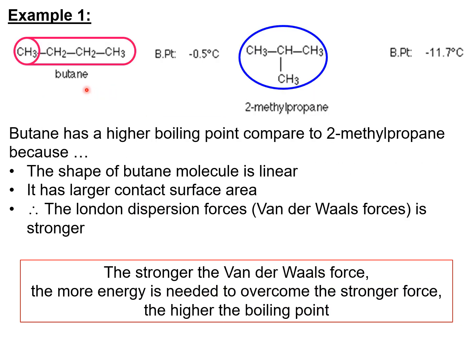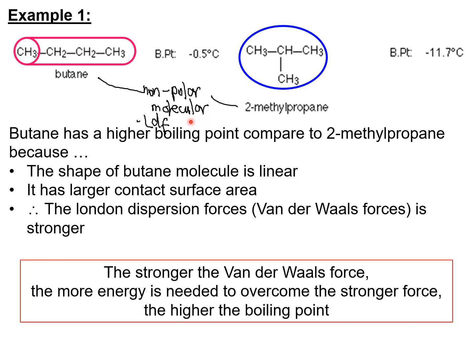If you look here, molecule butane and also molecule 2-methyl-propane ni, dua-dua ni adalah organic molecule and both adalah non-polar molecules. Okay, both ni non-polar molecules. Kalau non-polar molecules, that means dia ada van der Waals forces type of interaction jenis apa? London dispersion force.